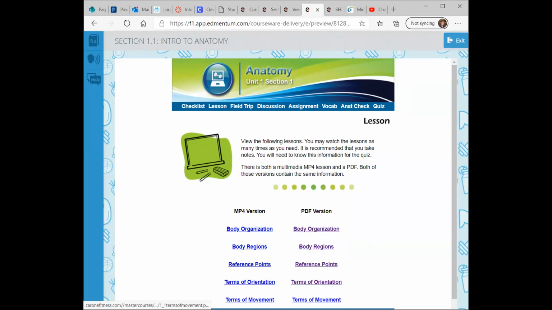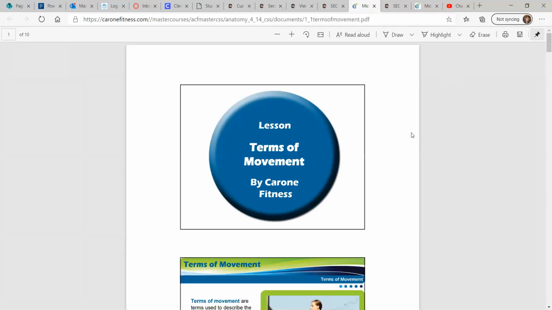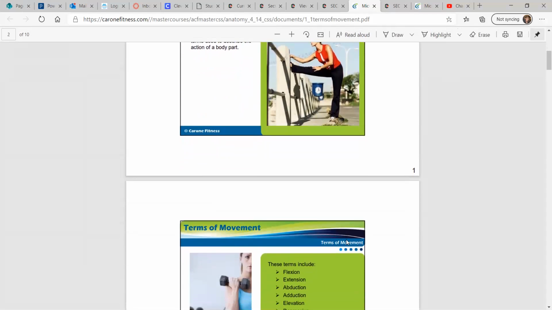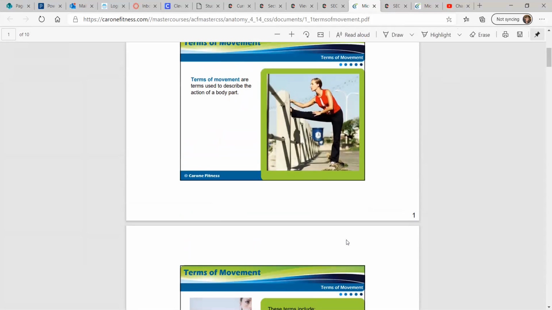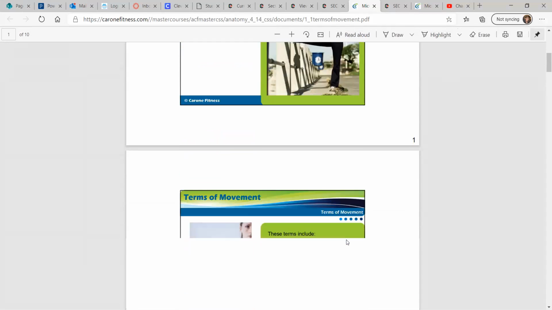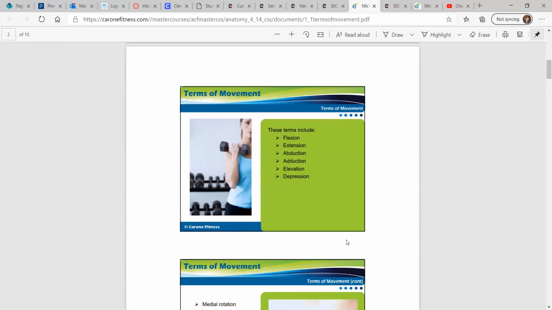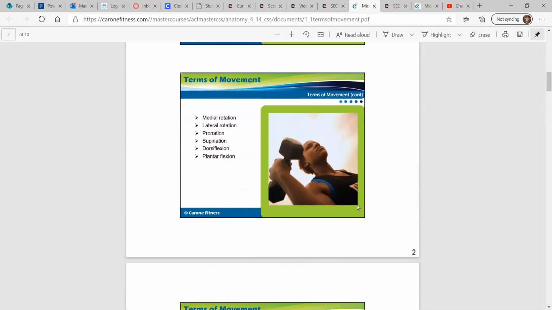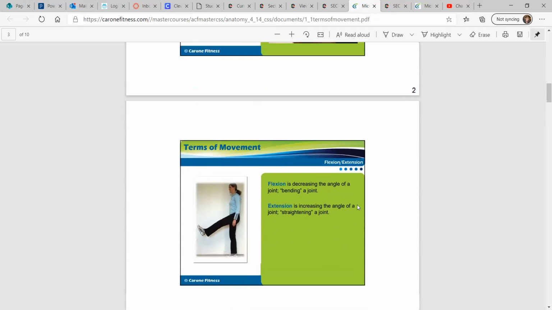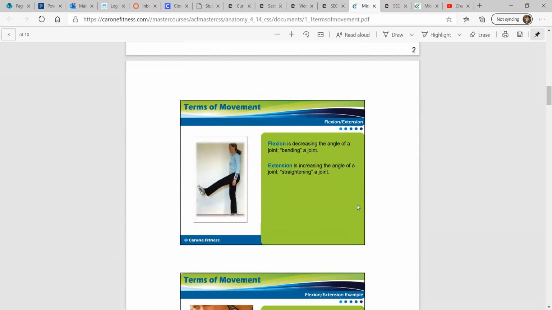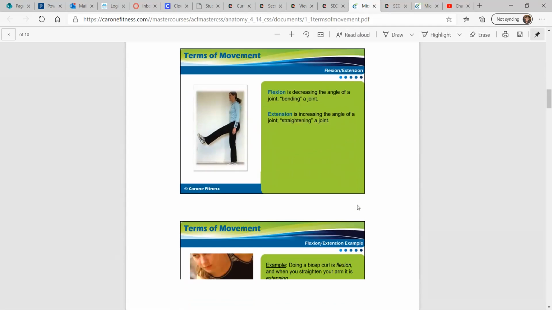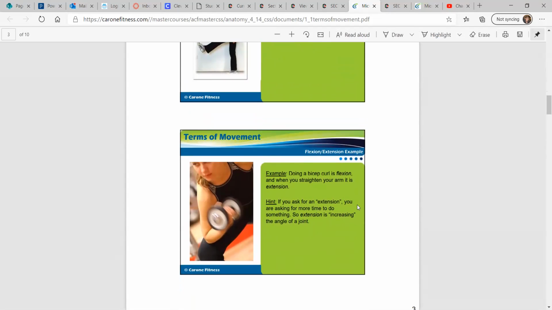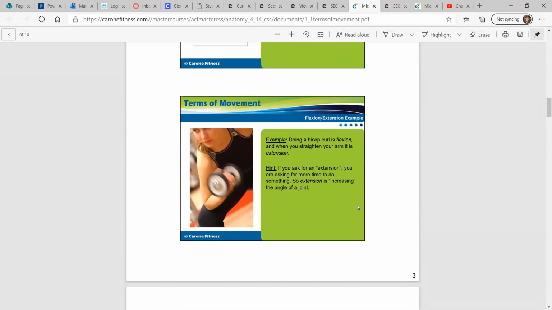And then movement. Describes how the body part moves in space, right? So we have flexion, extension, abduction, adduction, elevation, depression. We talked about this in the other slides. Flexion, extension. When you curl, that's flexion. And when you straighten your arm, that's extension. It's a good example.